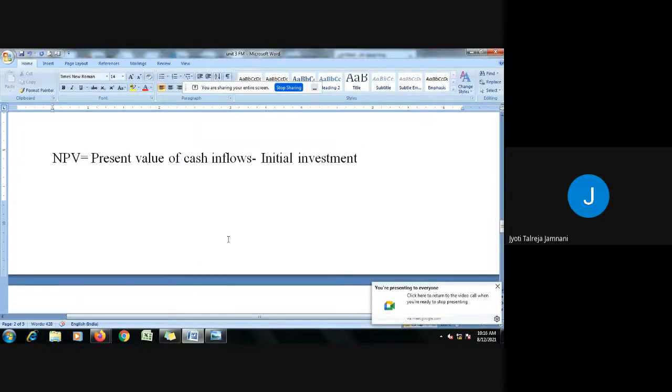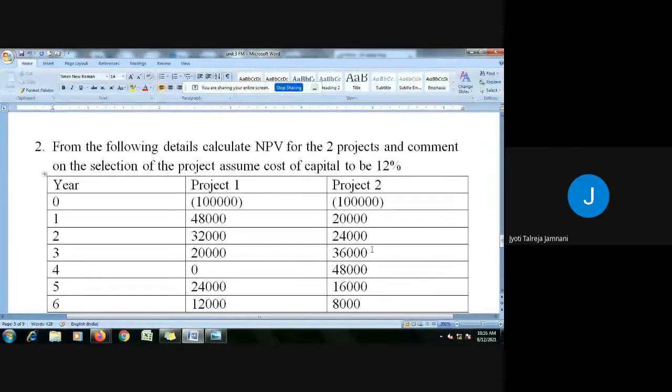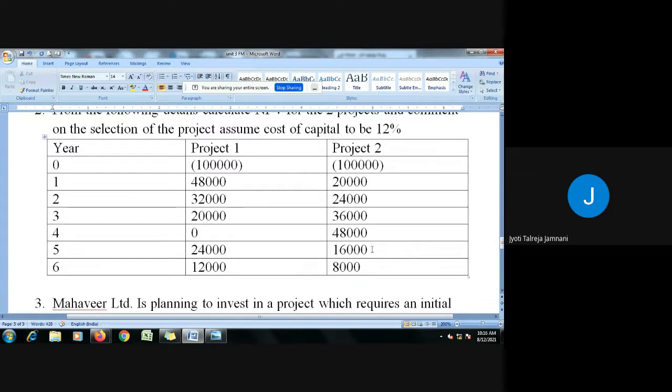So now let's get into solving one problem so that we understand how actually this NPV works. From the following details, calculate NPV for the two projects and comment on the selection of the project. Assume cost of capital to be 12%. So here there are two projects, project 1 and project 2. The company is not able to select among the projects. So it is asking your help. It is asking you to decide and let us know which project is feasible. And they have said that you can use the cost of capital as 12%.